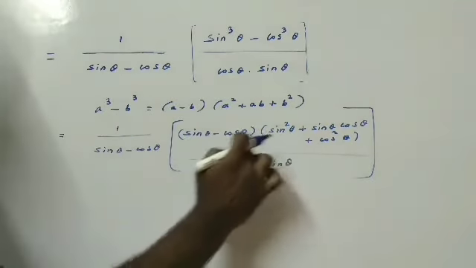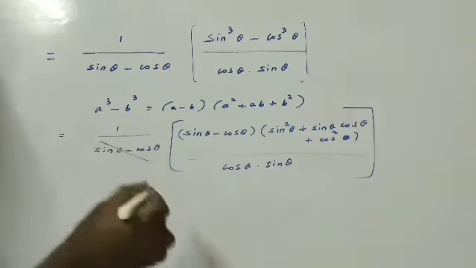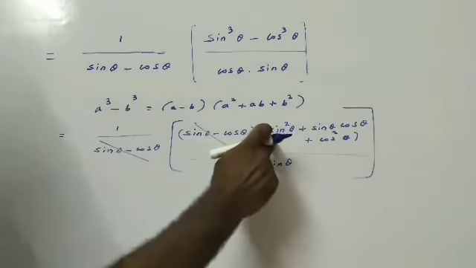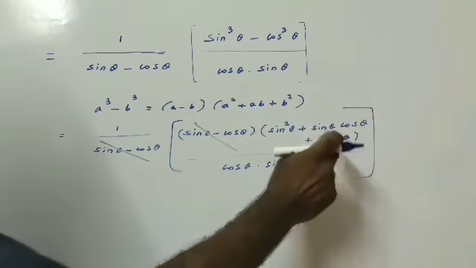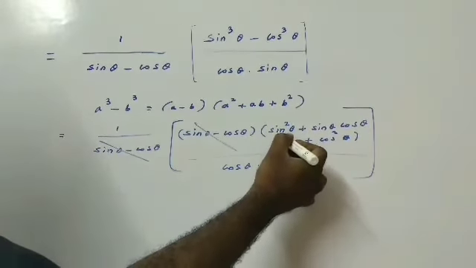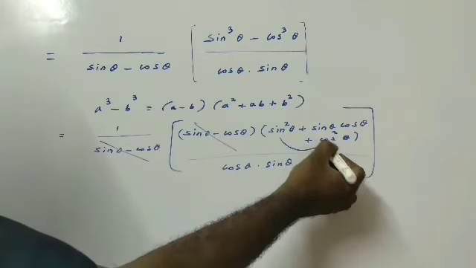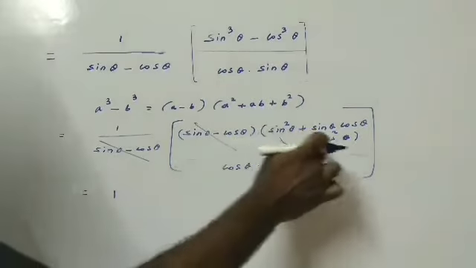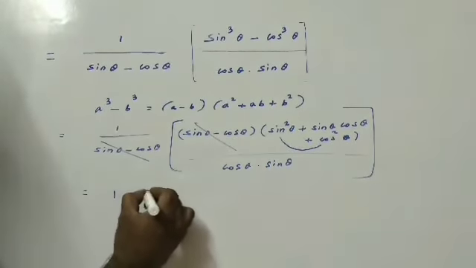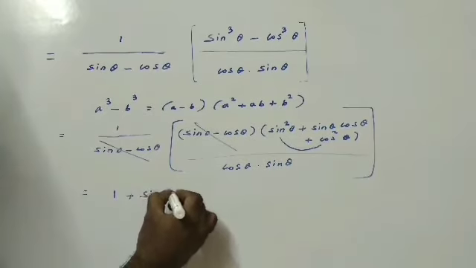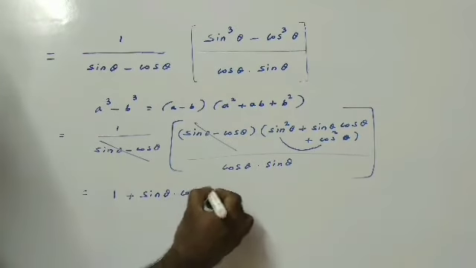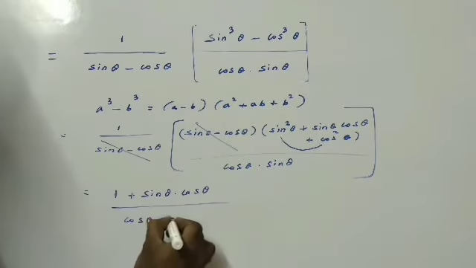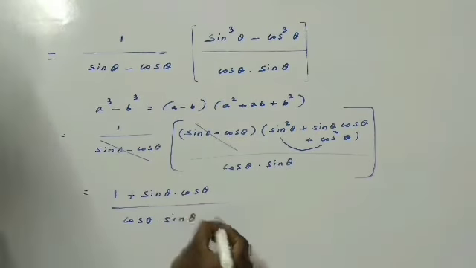Now this is in multiple form. So cancel sin theta minus cos theta and sin theta minus cos theta. Within the bracket we have sin square theta plus sin theta cos theta plus cos square theta. From the first identity we know that sin square theta plus cos square theta gives 1. So you can write 1 for sin square theta plus cos square theta, plus sin theta into cos theta, divided by cos theta into sin theta.